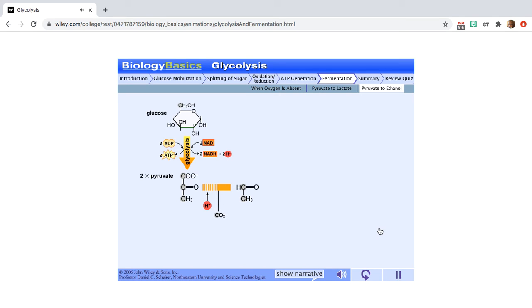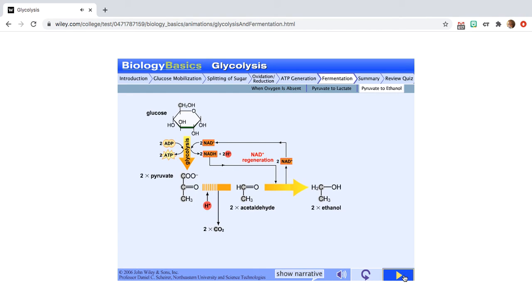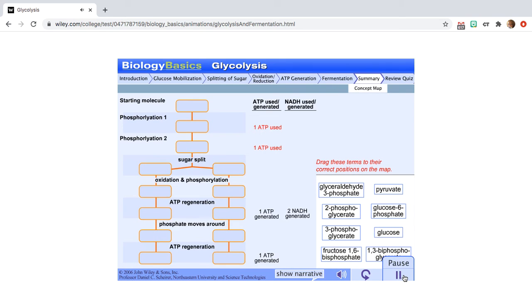The brewing and baking industries make use of this type of fermentation, where the release of CO2 causes bread to rise, and alcohol accumulates during fermentation of grape juice to make wine or malt to make beer. Use this tool to construct a concept map of what you have learned about glycolysis. Drag the terms at the right to the correct positions on the diagram.